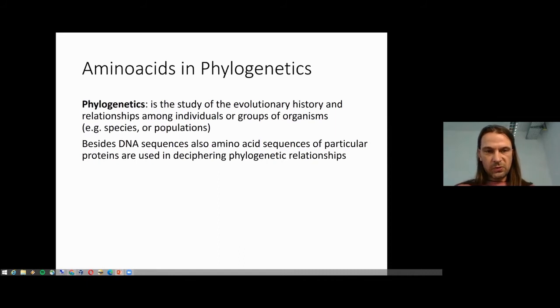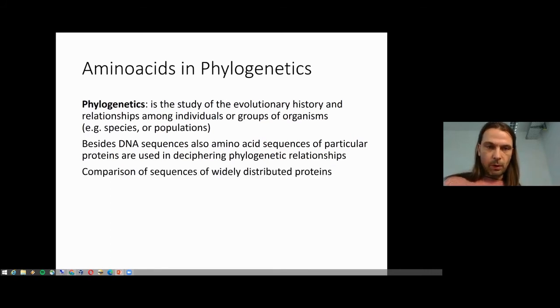And besides DNA sequences, we can also use amino acid sequences of specific proteins to decipher the evolutionary history of organisms. So we don't just need DNA sequencing machines, we can also sequence amino acid sequences, or sequence proteins essentially. And when we compare those sequences using widely distributed proteins, we can reconstruct phylogenies.